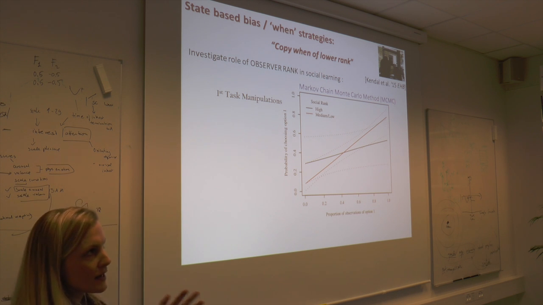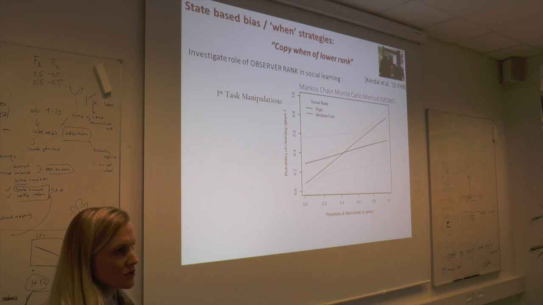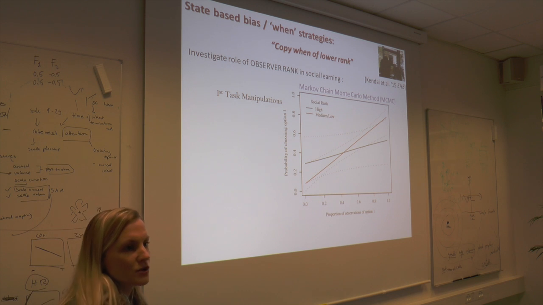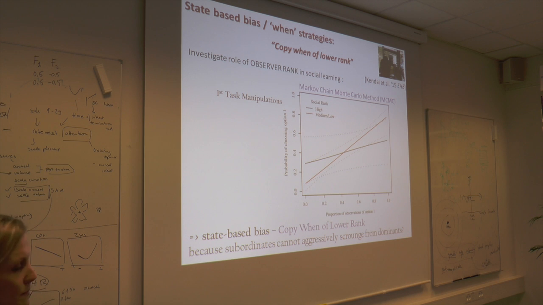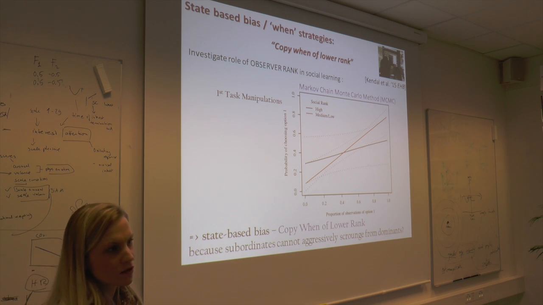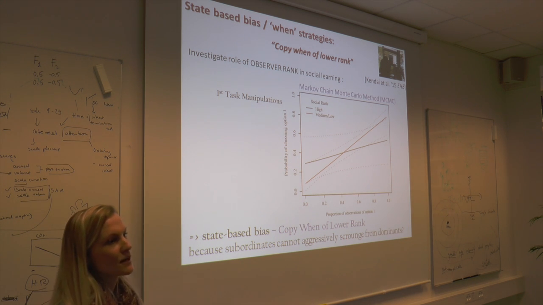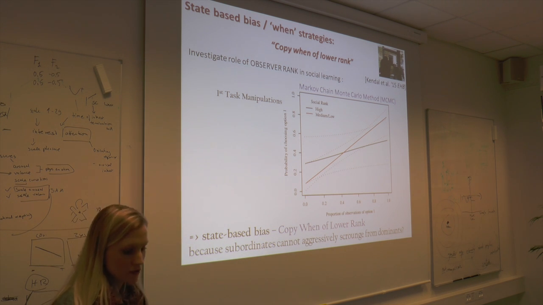So we could very clearly see from our video data who had seen what. So we really knew how many times individuals had seen a dominant individual or a low-ranking individual push the box door to the left or right. So this does imply a state-based bias of copy others when you're of lower rank. And we see this in dogs and other species. It's not an uncommon finding. And it could just be that subordinates can't aggressively scrounge food from more dominant individuals, so they have to invest their time in actually learning by observing others how to access food.